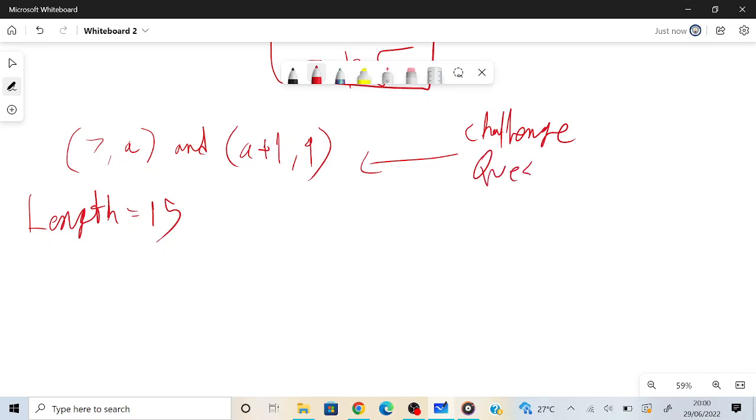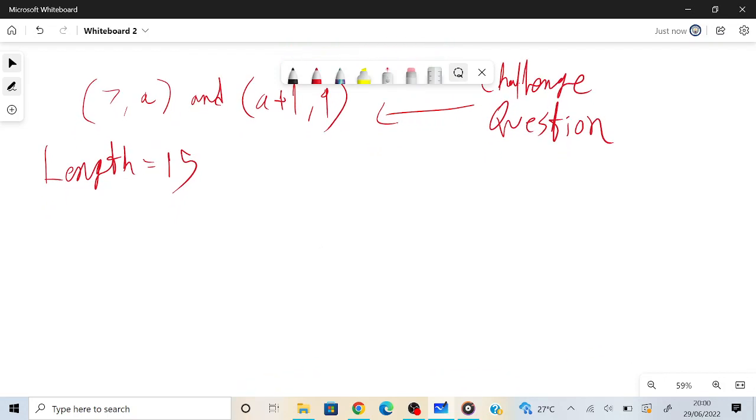So do pause the video and have a go at this by yourself, and then resume the video to see if you are correct or incorrect. If you are incorrect, please take note of your mistake. Now we need to find what a is, and we have been given the length.